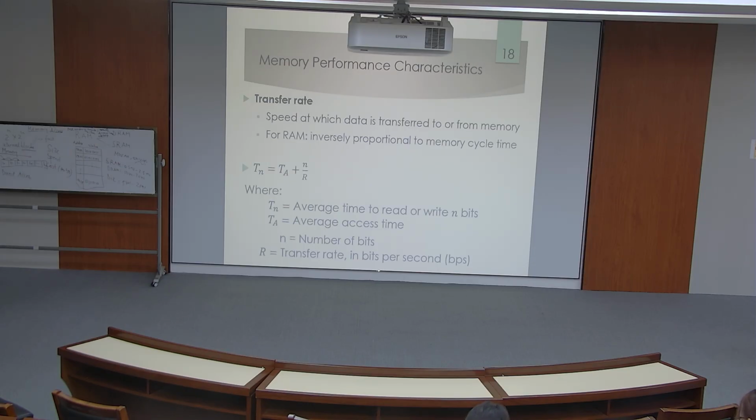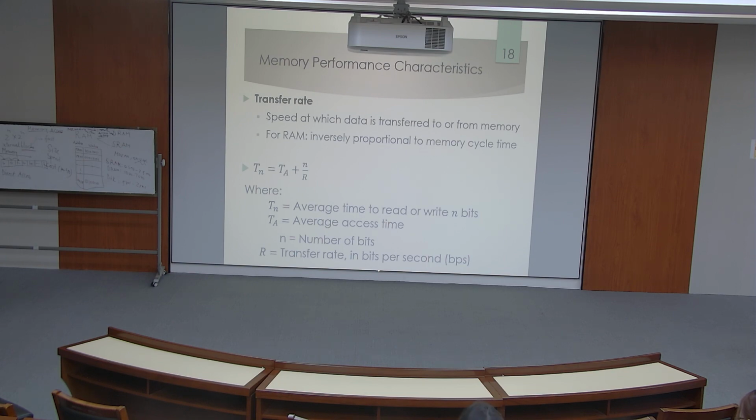We have the speed at which data is being transferred to the memory or from the memory. This is what we call transfer rate. For a random access memory, this transfer rate is inversely proportional to the memory cycle time. It is the inverse of the memory cycle time.